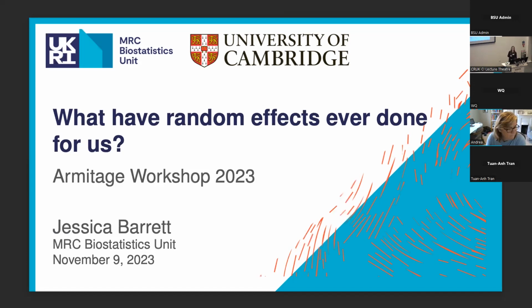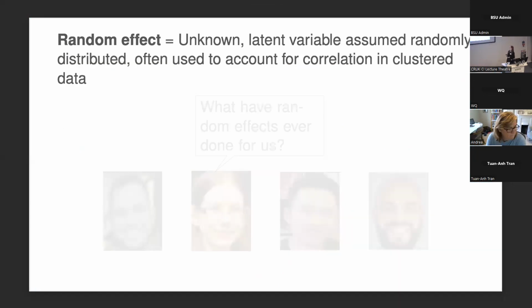Yes, when I was deciding what to present here today, I wanted to present some of the work that's going on in my group, and I thought one of the things that connects a lot of the work in my group is the use of random effects. So just a quick definition: a random effect is an unknown latent variable assumed randomly distributed from a known or assumed distribution, but where the parameters of that distribution are to be estimated from the data, often used to account for correlation in clustered data.